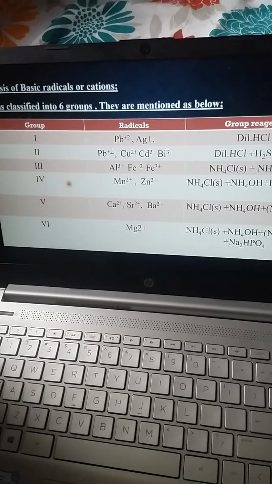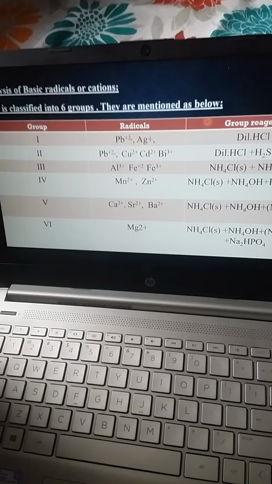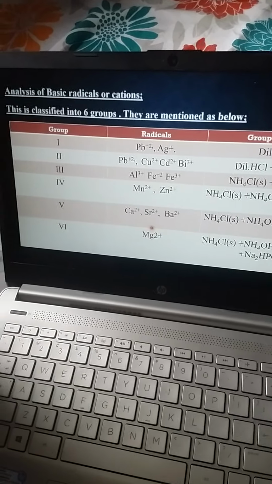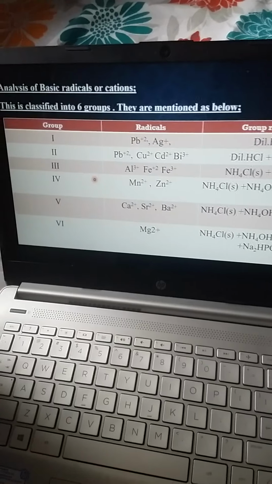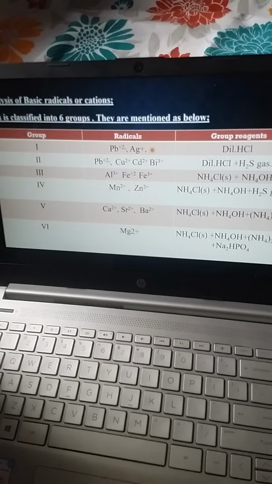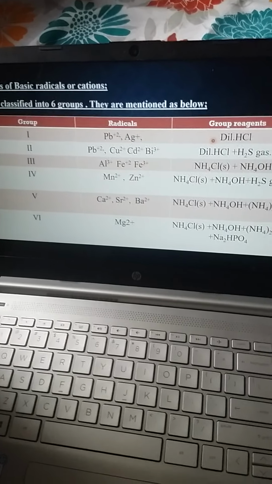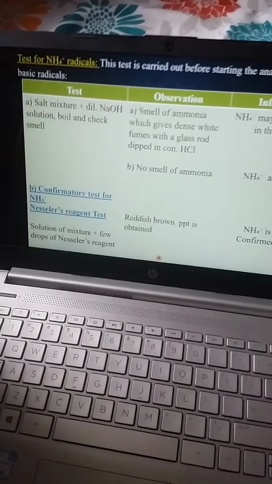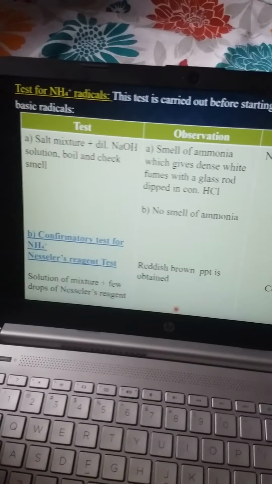So this tabular column is very important. You have to learn this tabular column before going to analyze the basic radicals. You should have knowledge about this tabular column and the group reagents. If this is clear, next we will discuss the test for ammonium radicals.